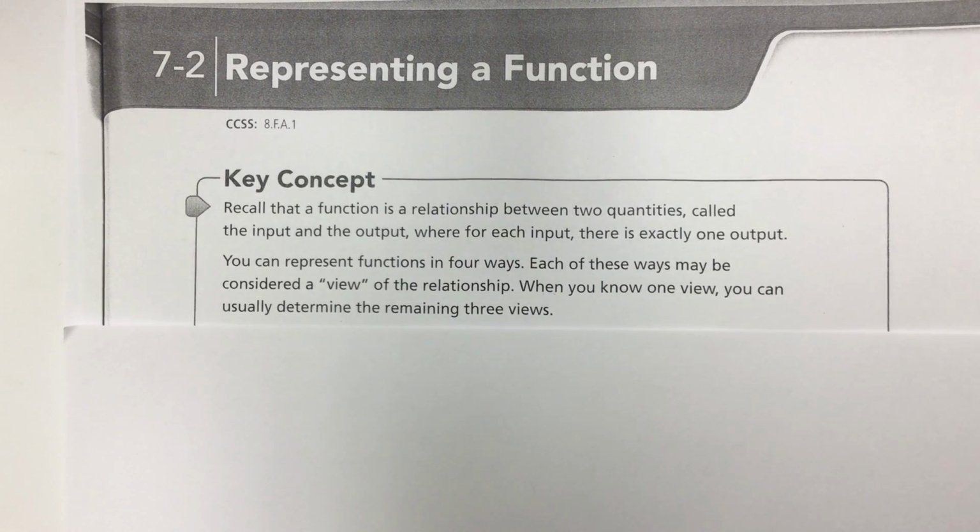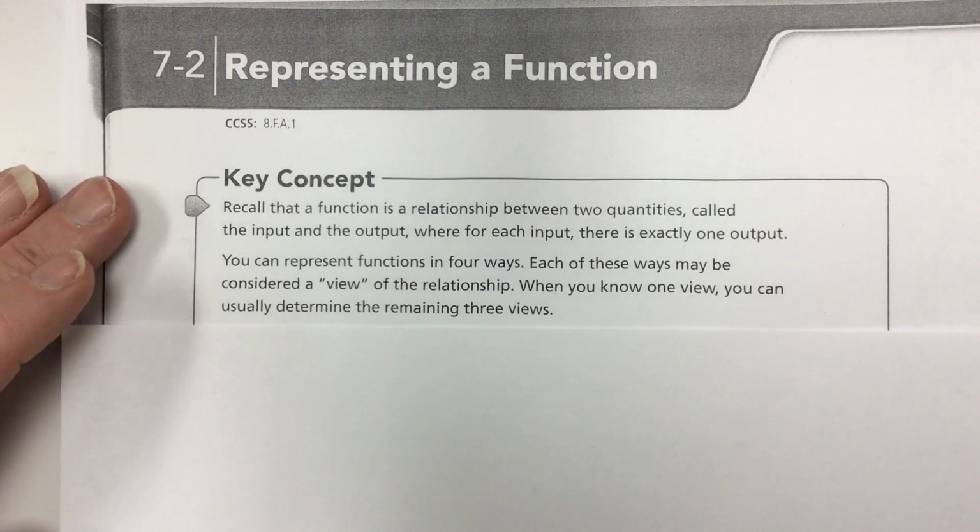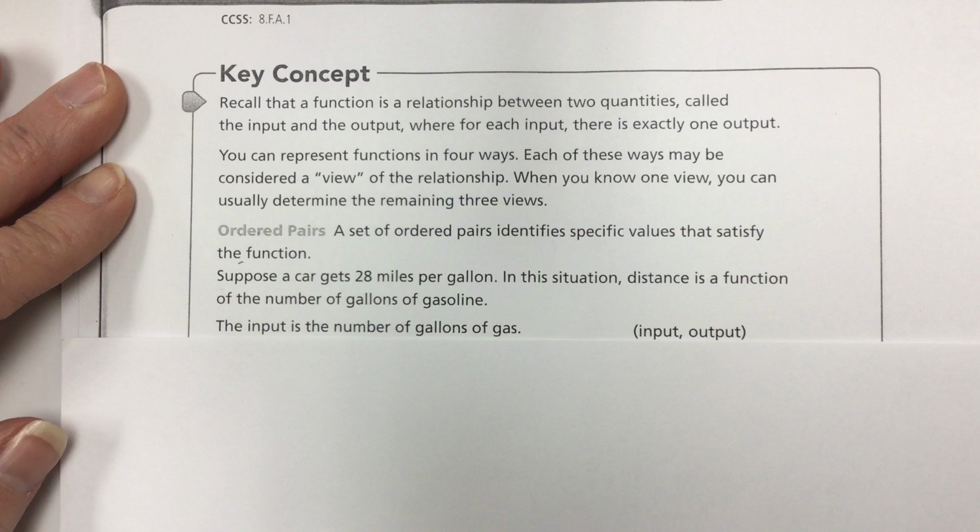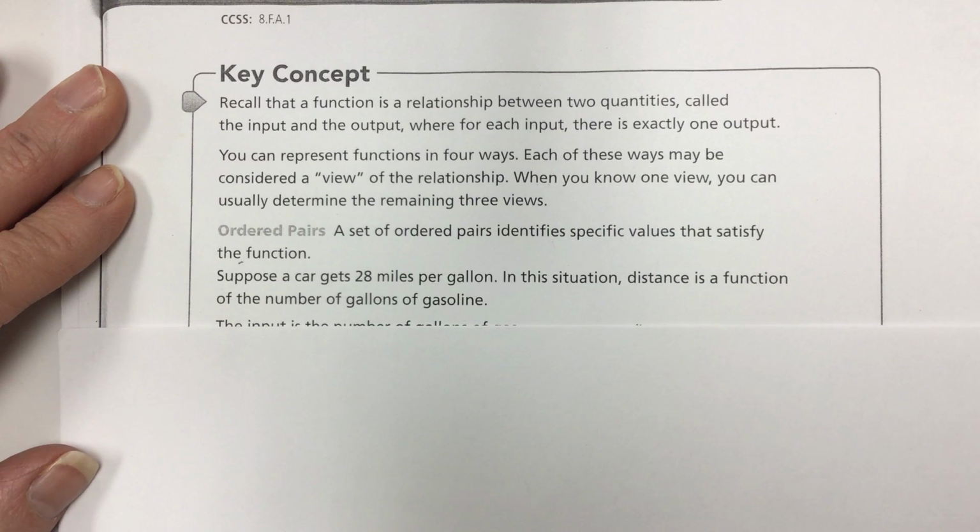You can represent functions in 4 ways. Each of these ways can be considered a view of the relationship. When you know one view, you can usually determine the remaining 3 views. So let's first look at the first way that you can view a relationship.